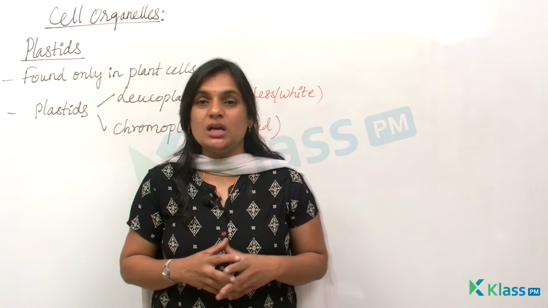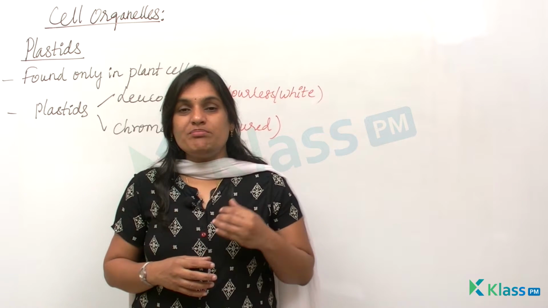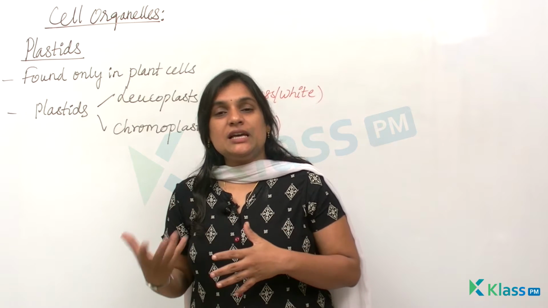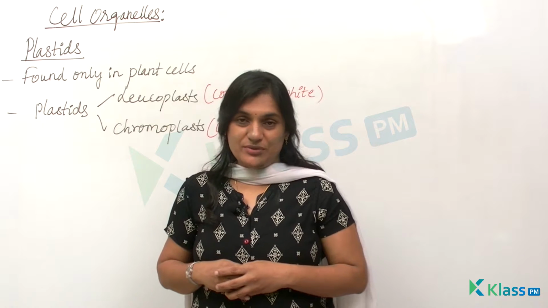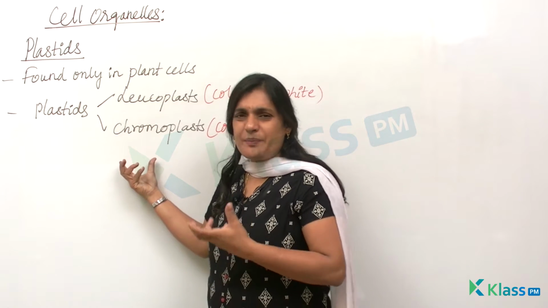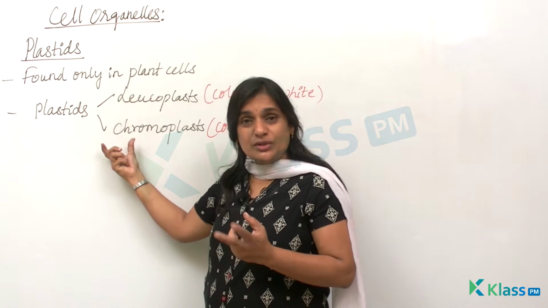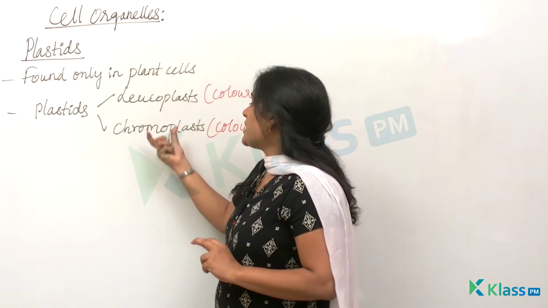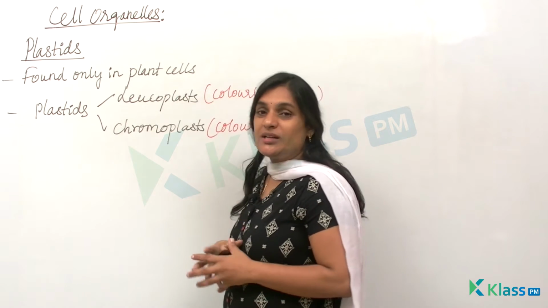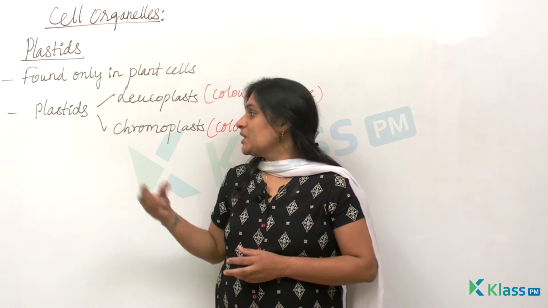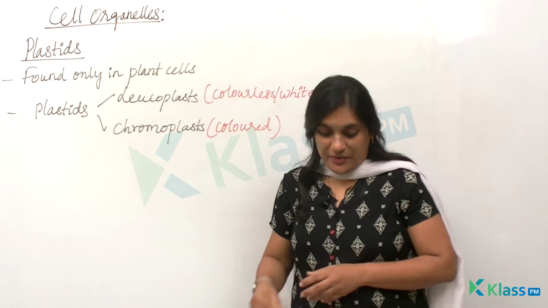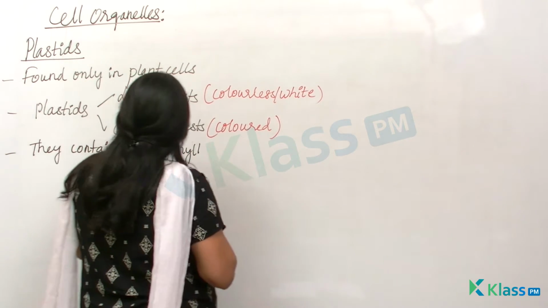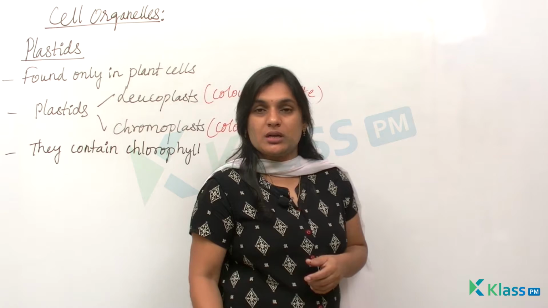These plastids are absent in animal cells, because animals do not have any pigment called chlorophyll, right? We only know that plants have chlorophyll in them, and the chloroplasts help in giving color to the leaf, right? These plastids are found only in plant cells, and they are of two different types, leucoplasts and chromoplasts. Leucoplasts are usually colorless, or we generally call them white, and chromoplasts are usually colored. We know that chlorophyll is a pigment, and these chromoplasts are usually yellow or red in color.